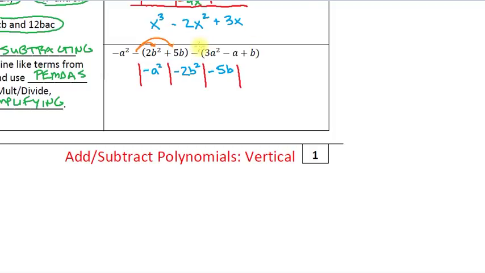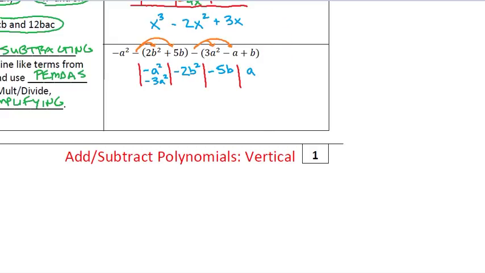We've got a negative 3a squared. That's going to be negative times 3a squared is negative 3a squared. That can go in this bucket. Negative 3a squared. We've got a negative times a negative a. Negative times a negative is positive. So we actually have a positive a. I'm just going to write a here.